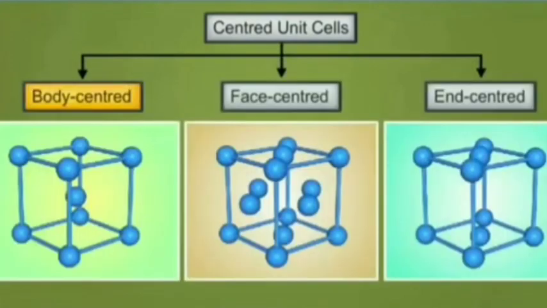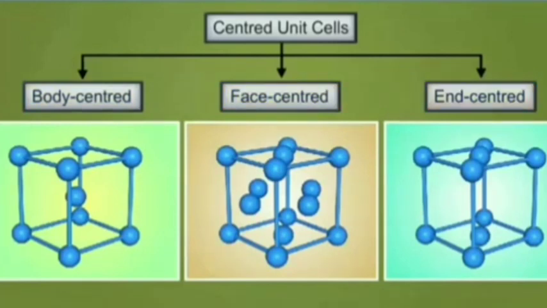Next, classification of the centered unit cells. Centered unit cells are classified into three types. First, body-centered unit cells. Second, face-centered unit cells. And third, end-centered unit cells.